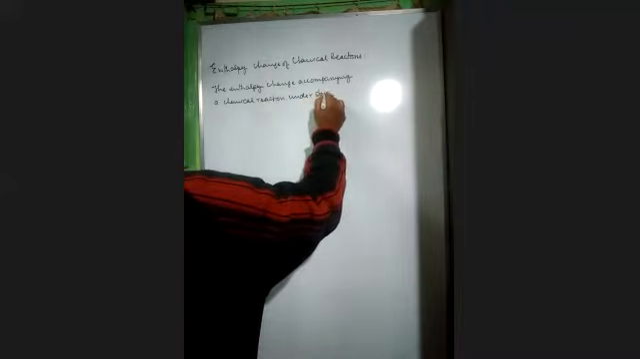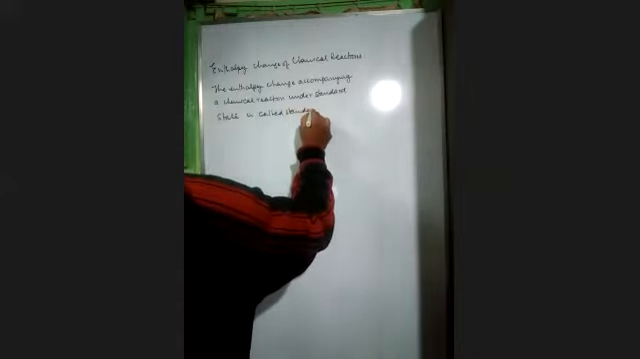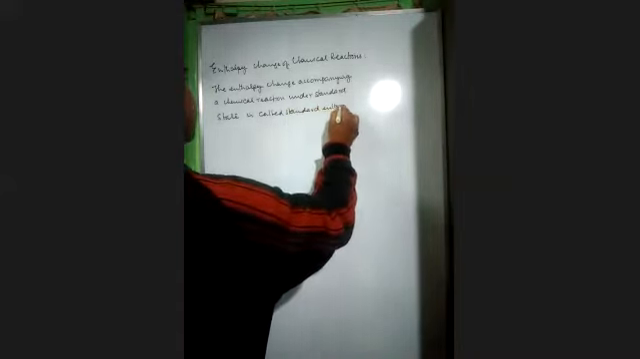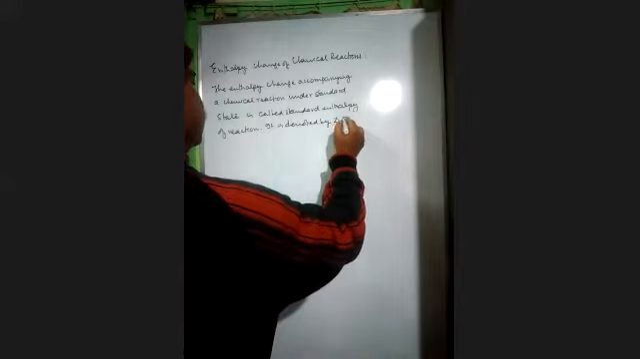Under standard state, 1 bar pressure at 298 K, it is called standard enthalpy of reaction. It is denoted by delta r H naught.